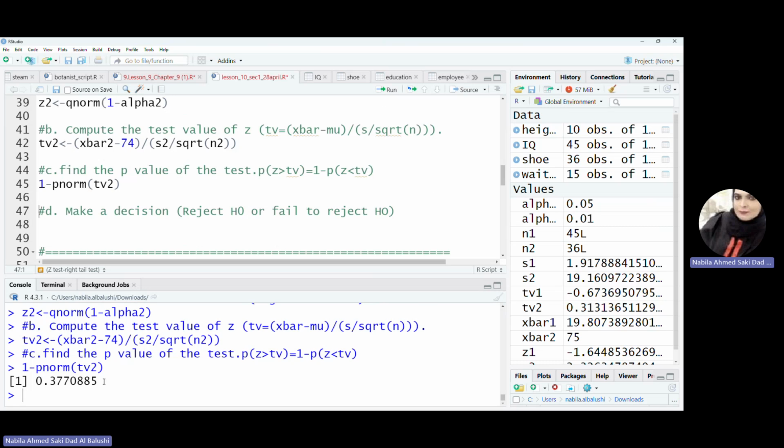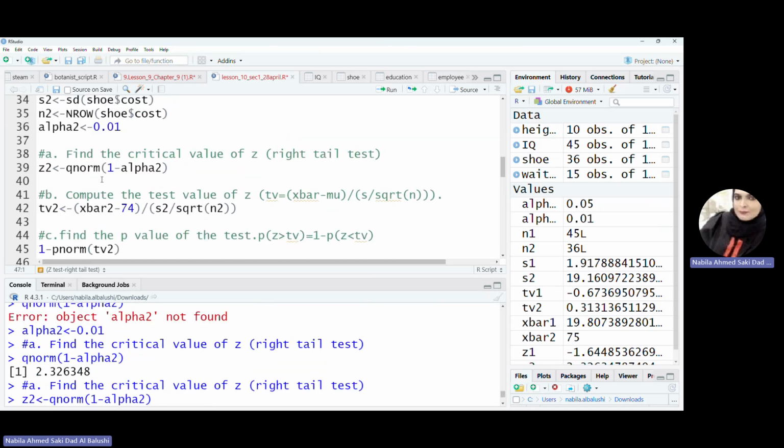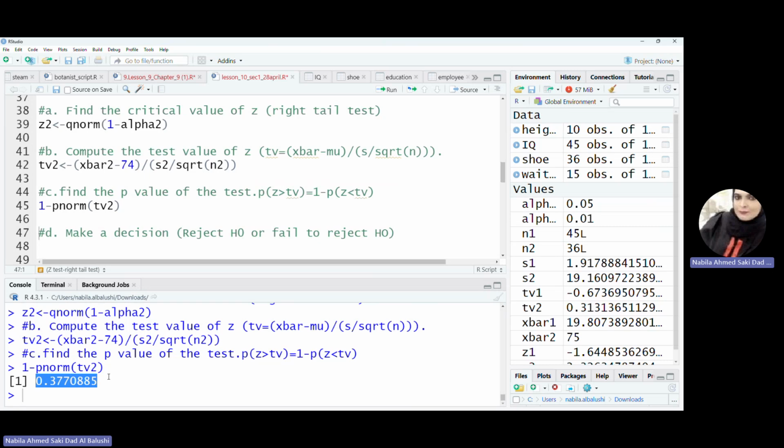If you are using the p-value method, compare the p-value with alpha. Alpha is 0.01, and the p-value is more than alpha. The p-value is more than the rejection probability, so that's why we fail to reject H naught. If the p-value is smaller than alpha, then we have to reject H naught. So this is regarding normal distribution. Left tail I completed and right tail also.